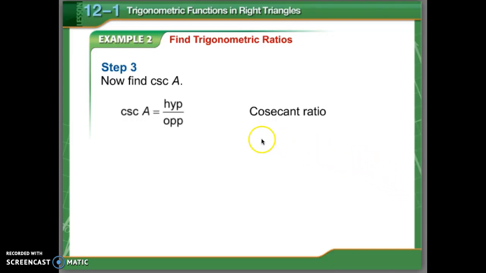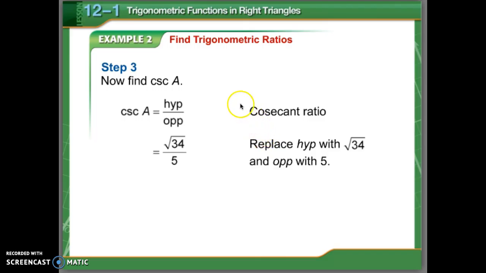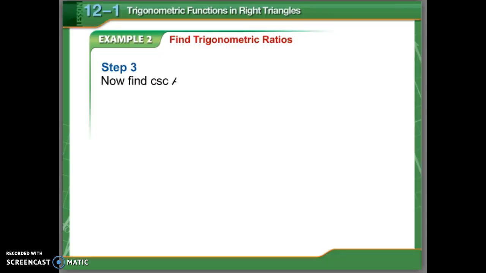So now that we know all 3 sides, we need to find the cosecant of A. So we need to remember that cosecant is the reciprocal of sine. So instead of opposite over hypotenuse, we have hypotenuse over opposite. So we're going to plug in the sides that we know. The hypotenuse is the square root of 34 divided by 5. And that's our answer for cosecant A.